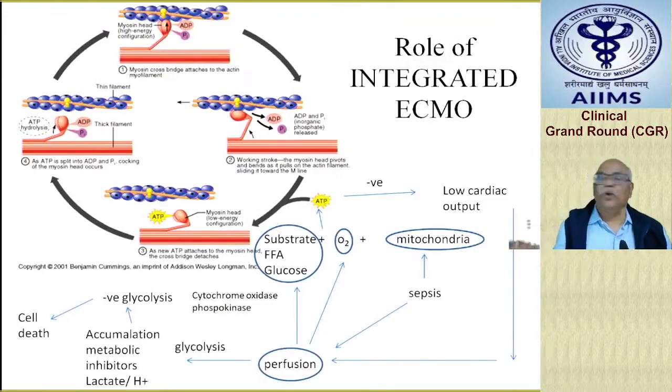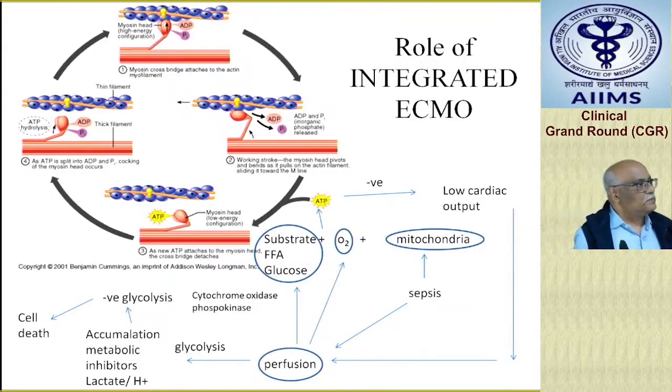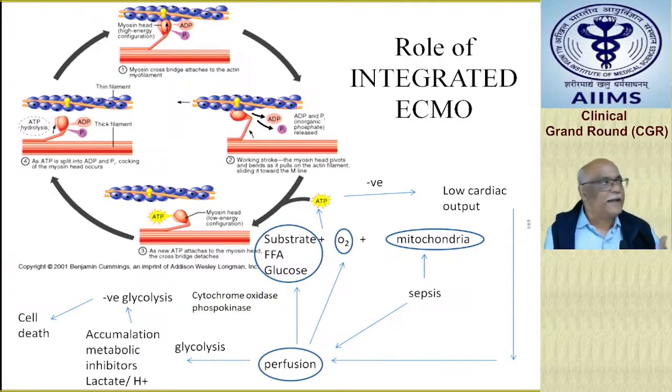Now here comes the role of integrated ECMO. Why was integrated ECMO the game changer? When the patient is likely to fail and going into cardiogenic shock, the only pathway available by evolution is the glycolytic pathway. Fatty acid metabolism is not happening, the TCA cycle is not happening. The only pathway happening is glycolysis, which gives 10% energy. It was just barely enough to sustain.